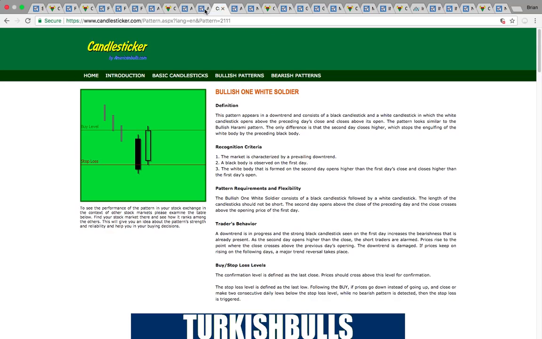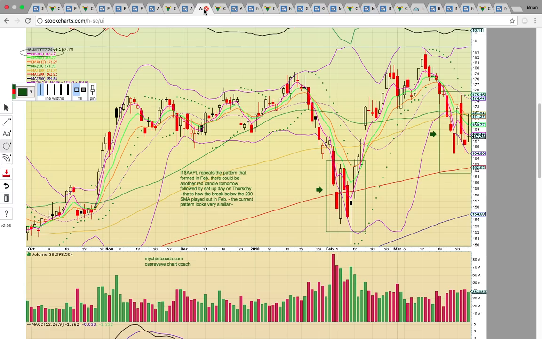As you can see, it had the bullish one white soldier that had formed. Right here on this day, a bullish one white soldier reversal pattern formed. That's still in play. It has not been confirmed yet. It could still confirm that pattern if it broke above 173 here. If you see it hit up here at 173, that would confirm that pattern. It was getting close to doing that.